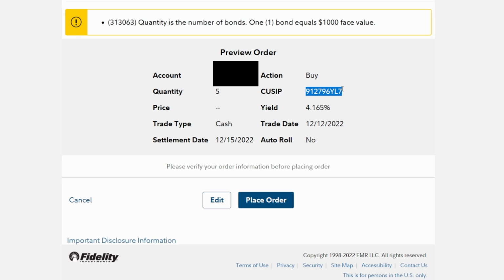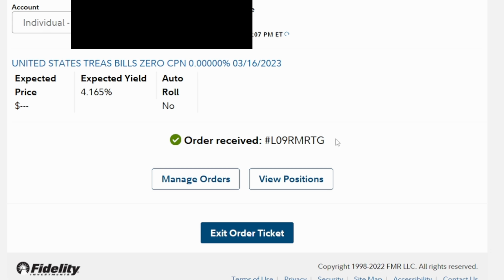And let's preview the order. The CUSIP is just the serial number of that particular bond. Stocks also have CUSIP numbers also. So quantity 5, meaning $5,000 worth. This is the approximate yield I'm going to get. And the trade date is 12/12. Settlement date 12/15. Auto roll no. Okay, let's place this order. Okay, order received. Now let's go buy a Treasury bill in the secondary market.